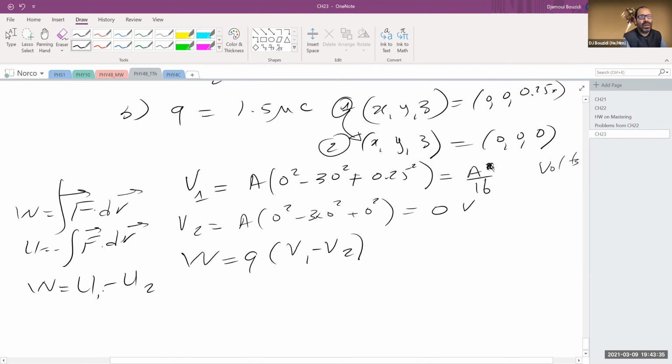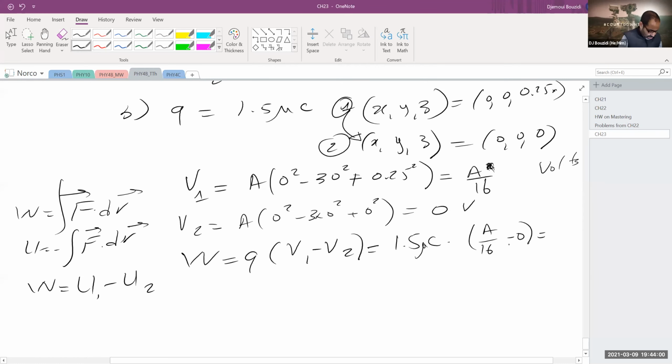So when we move to the other side, the conservation of energy is basically here. You guys remember this theorem from your discussion from your physics 4A? Yeah, it looks familiar. Okay, so that is basically the work. It's U1 minus U2. And in this case, Q, they tell us specifically, is 1.5 microcoulomb times V1, which is A over 16, minus 0.